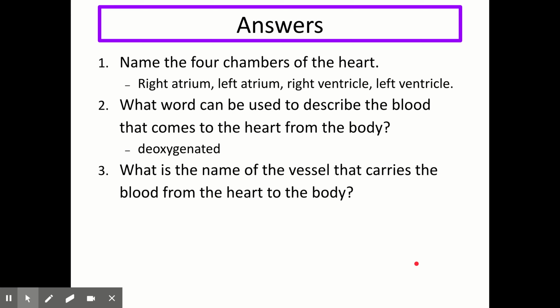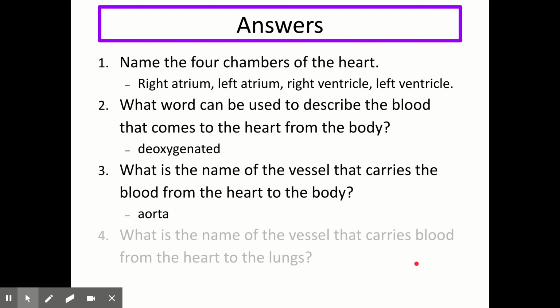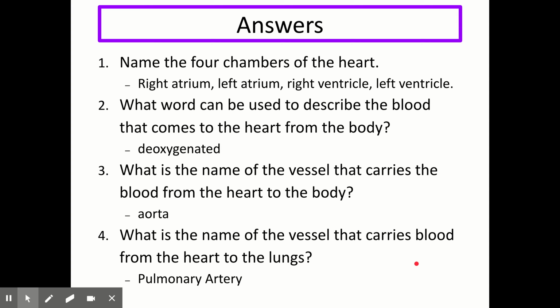What is the name of the vessel that carries the blood from the heart to the body? Right, so it's going from the heart to the body, so that's away from the heart, so it must be an artery, so it must start with an A, and it's going to the body, so it's the fancier name. So for this one, it would be the aorta. And what is the name of the vessel that carries blood from the heart to the lungs? Okay, so the way I think through this is it's going to the lungs, so it has to be pulmonary. And if it's going away from the heart to the lungs, then it means it's going to have to be an artery as well. So it's the pulmonary artery.